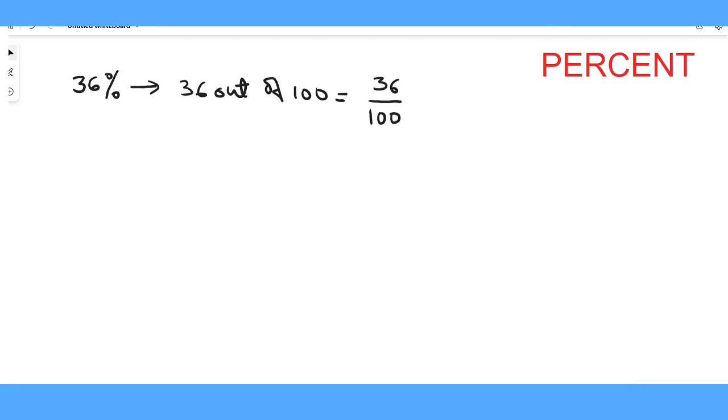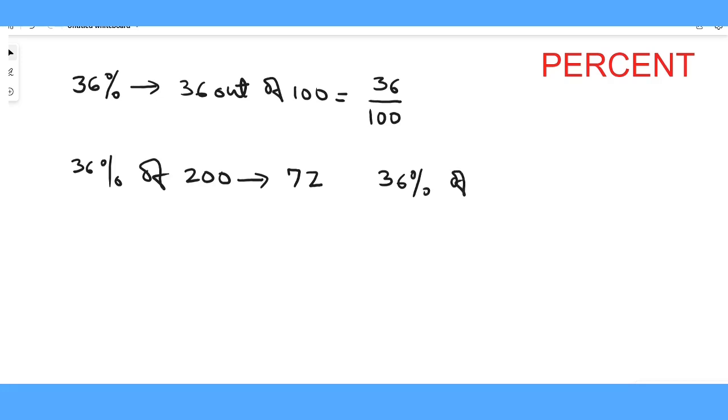If it had been 40%, then it would have been 40 upon 100. If it is 25%, then it is 25 upon 100. This way we can represent percent as a fraction. If we have to calculate 36% of 200, 36% of 200 is 72. As 200 is double of 100, we have to double 36, and double of 36 is 72.